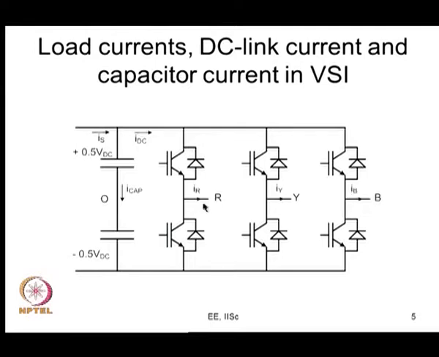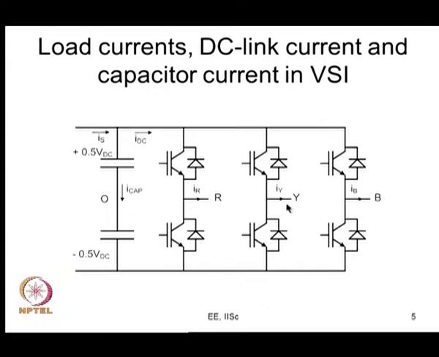As a result of this switching action, you will get voltages here which will be plus VDC by 2, minus VDC by 2 and so on and so forth. You will get line to line voltages which may be plus VDC or 0 during the positive half cycle, and minus VDC and 0 usually during the negative half cycle, and through the load you will have currents flowing, through the AC loads you will have current flowing there now.